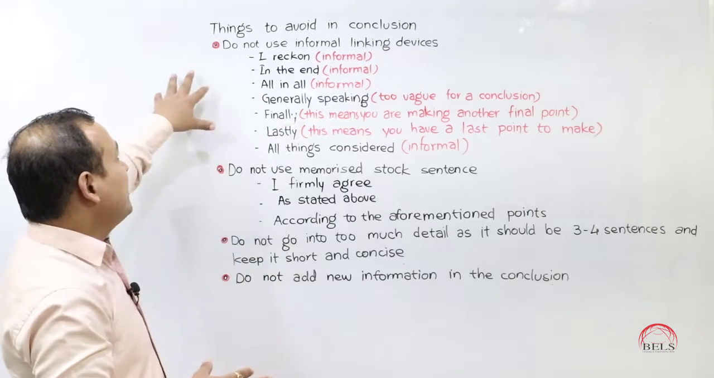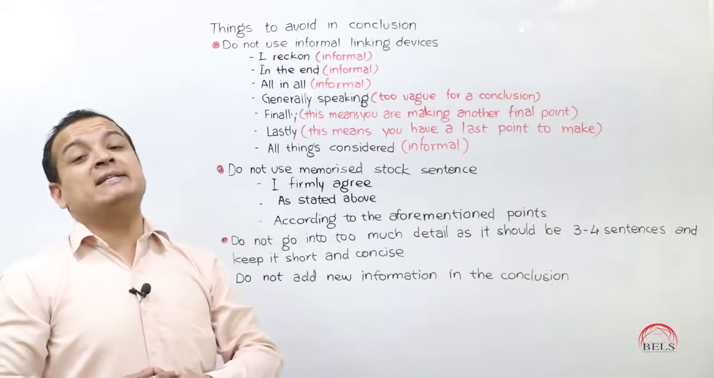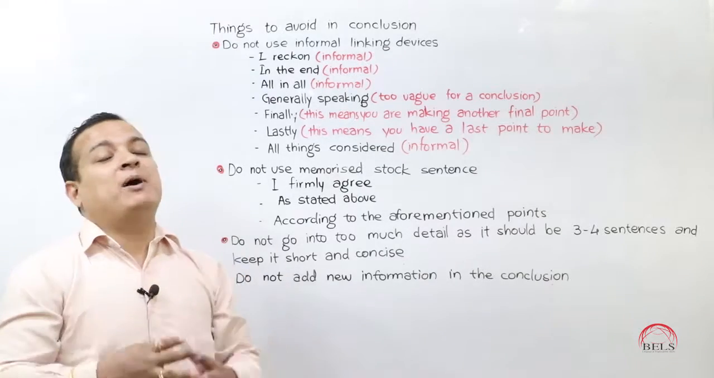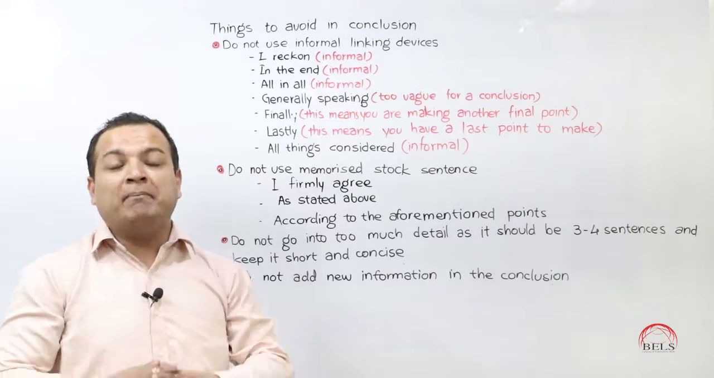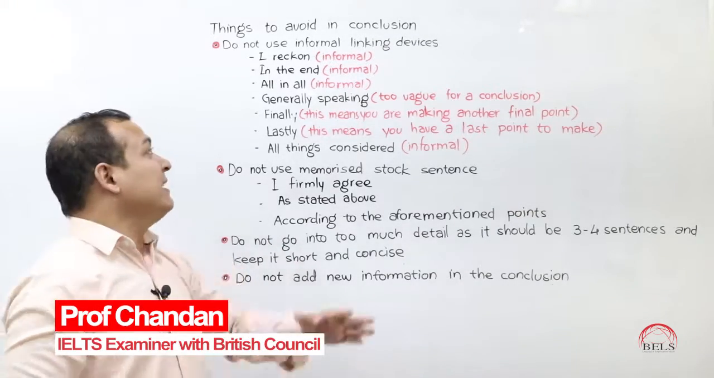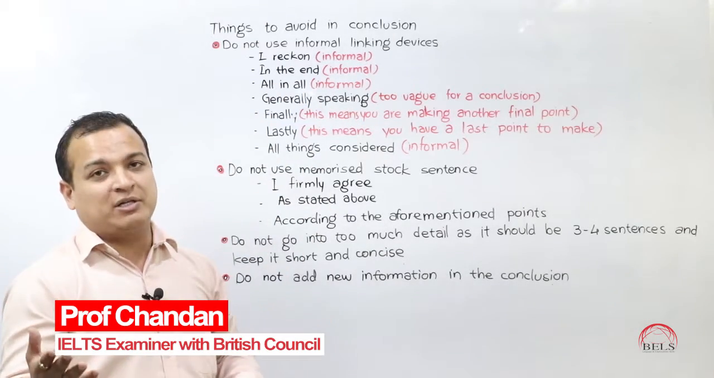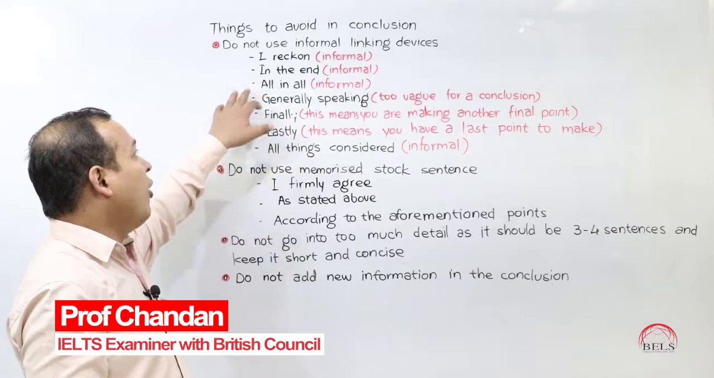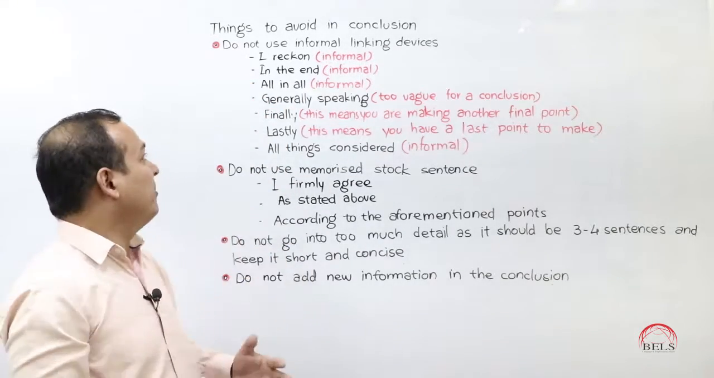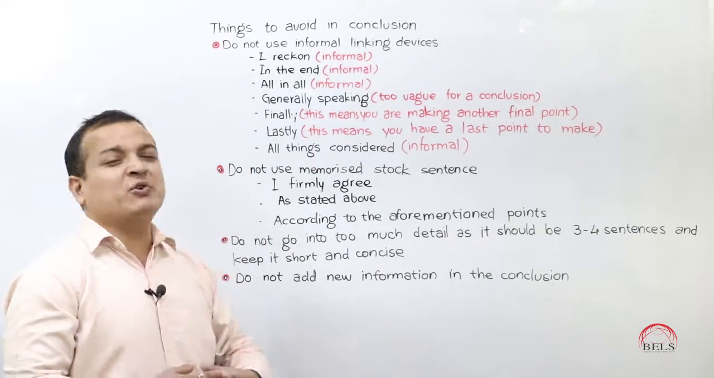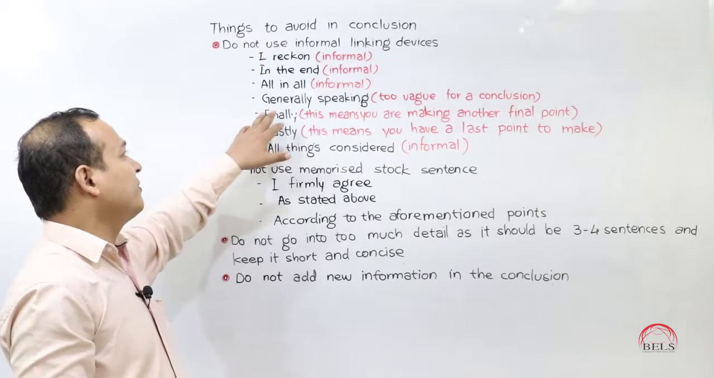See, I have mentioned here there are a few things. Number one, do not use informal linking devices. The last part of the conclusion, guys, when you use linking devices, make sure you do not use informal words like I reckon. This is an informal word, so do not use I reckon. All in all, this is again informal. In the end, this is informal. Generally speaking, this is too vague for the conclusion part, guys. So try to avoid this one as well, generally speaking.